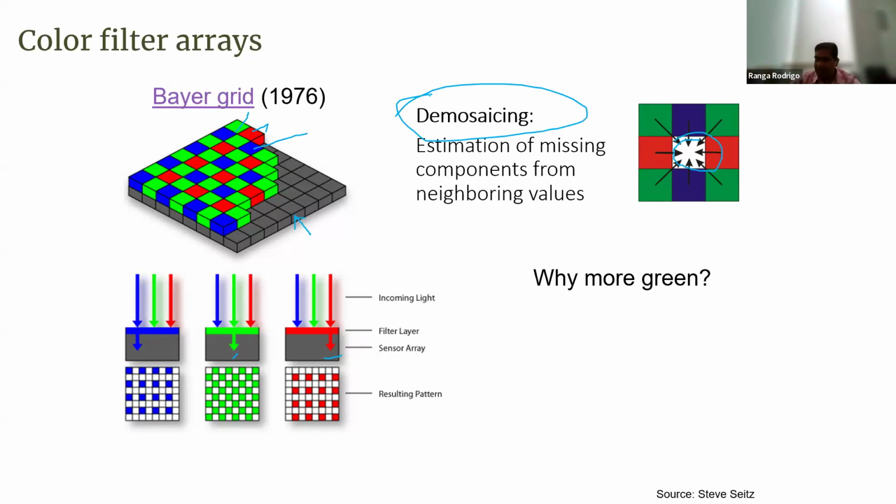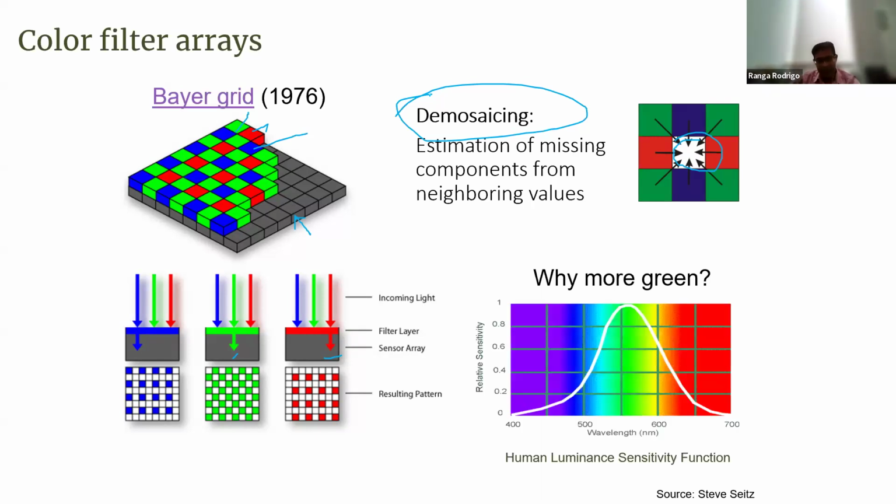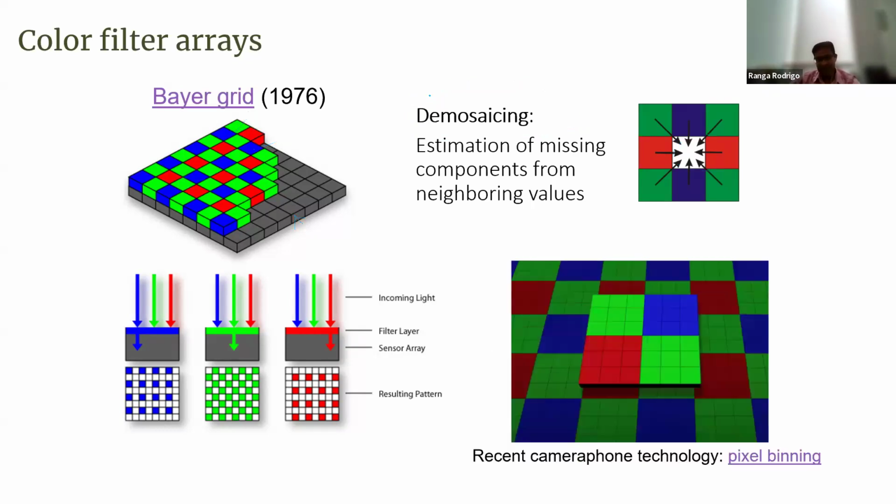Why more green? You can see there are twice as many green pixels as blue pixels or red pixels. What is the reason for that? You could have chosen twice as many red pixels as green or blue pixels. But they chose green because the human eye is more sensitive to green light. That's the reason. Okay.